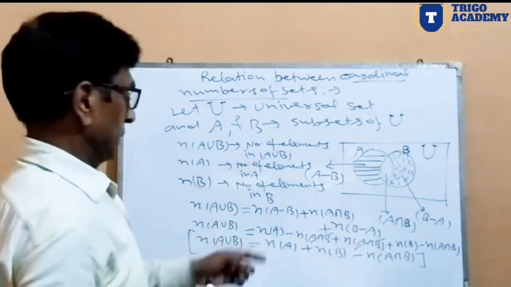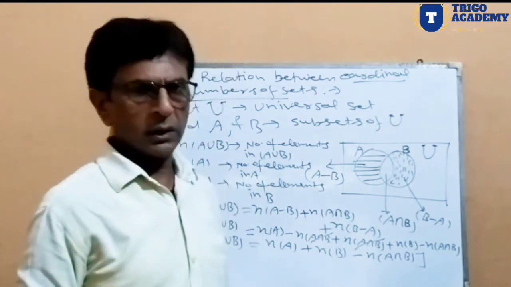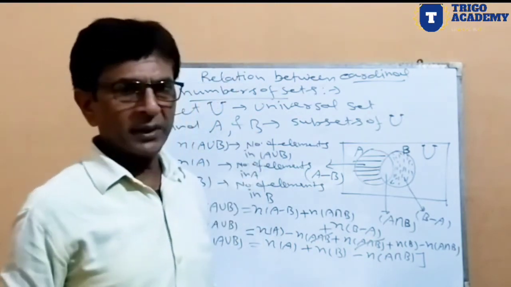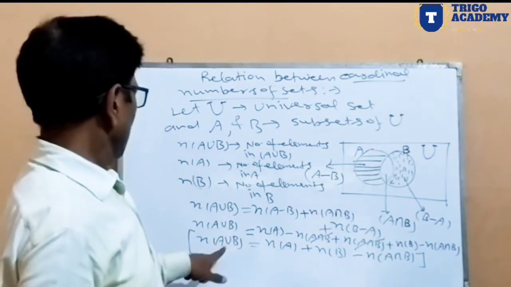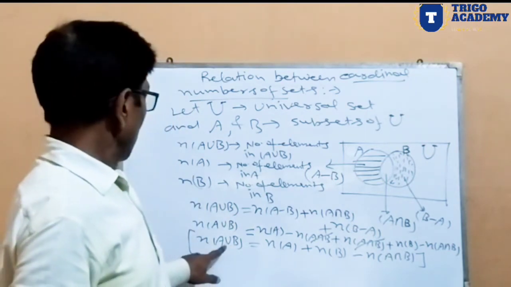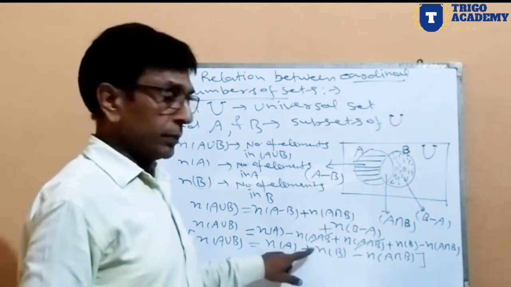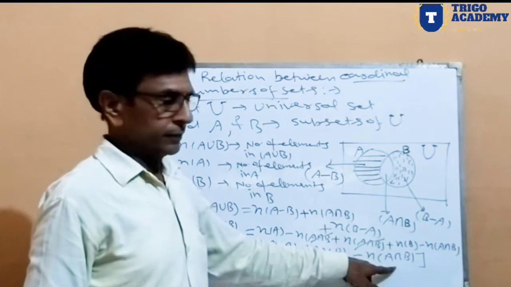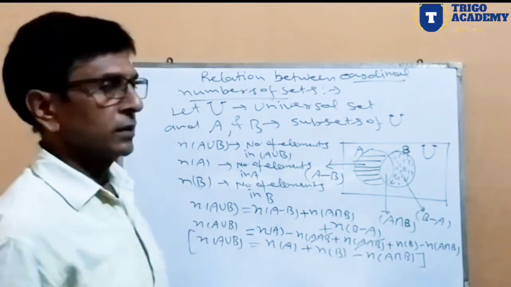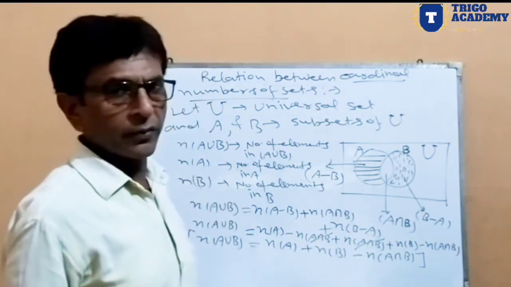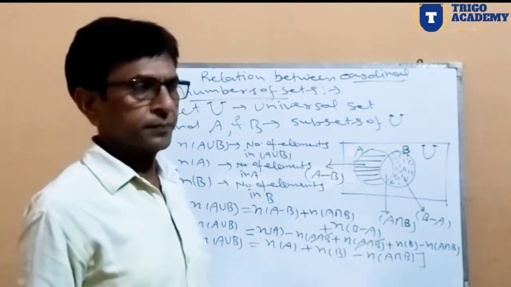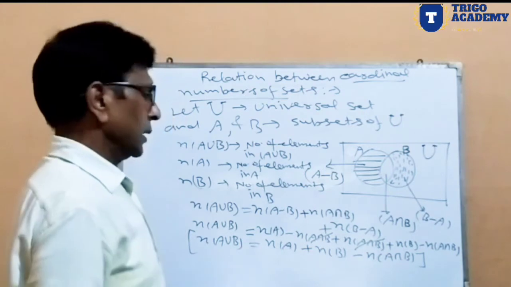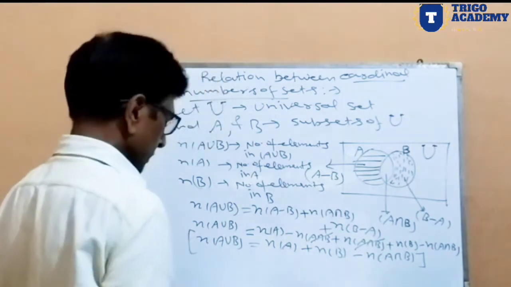So this is the required relation between the cardinal numbers of two non-empty sets A and B: n of A union B equals n A plus n B minus n of A intersection B. Through this formula, we can find the cardinal numbers of any sets. Okay, now we will take some examples.